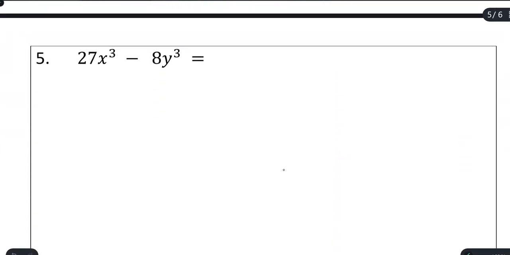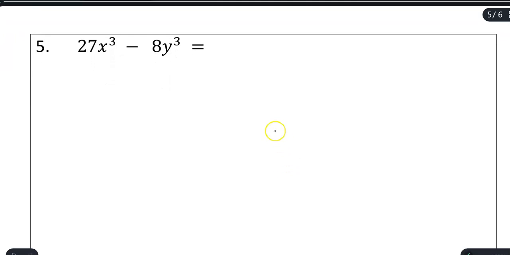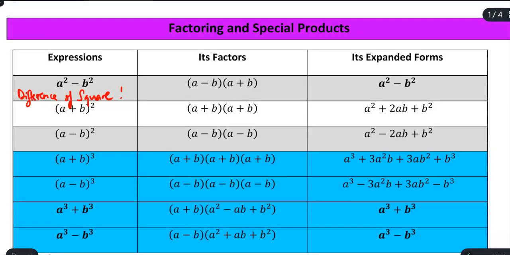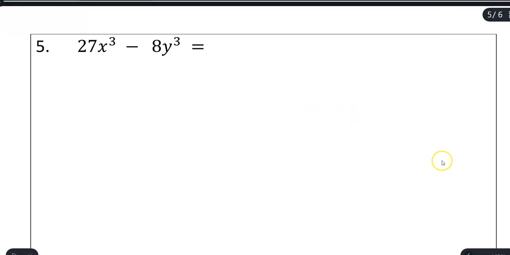This question right here is the difference of cubes. So let's go back to see the formula that we have to work with. Here is the formula for the difference of cubes: a cubed minus b cubed, its factors will be like this. Okay, so let's go back to this question. I have 27 in front of the x cubed. I need to change this into a perfect cube. So it will be 3 cubed x cubed. 8, I turn it into 2 cubed y cubed.